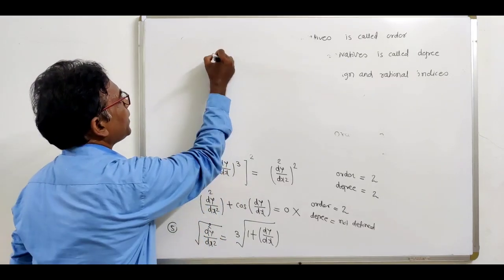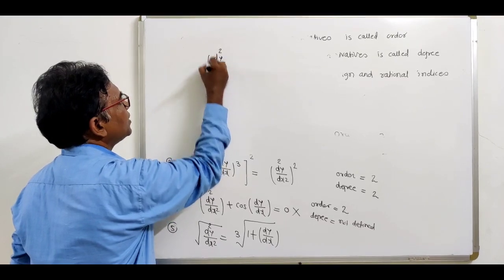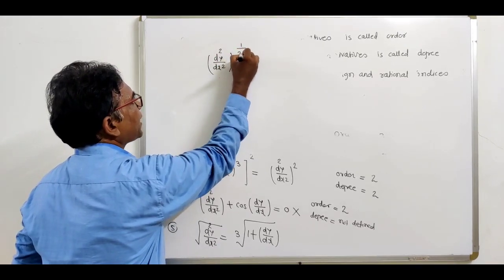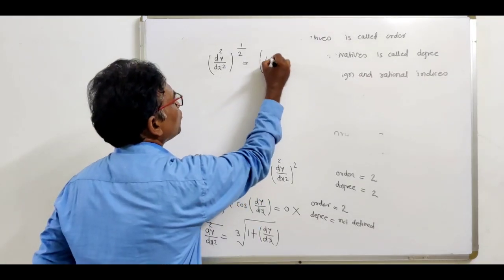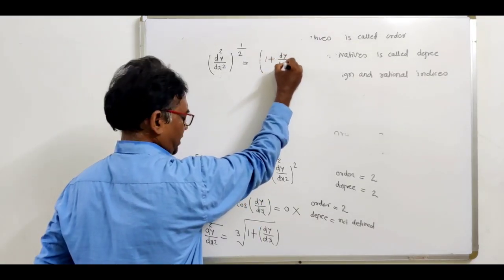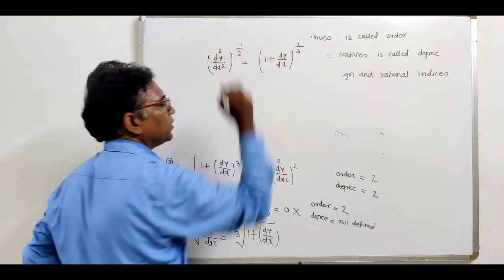Under root d square y by dx square means (d square y by dx square) bracket raised to 1/2. This is equal to cube root of 1 plus dy by dx. Cube root means this is bracket raised to 1/3.